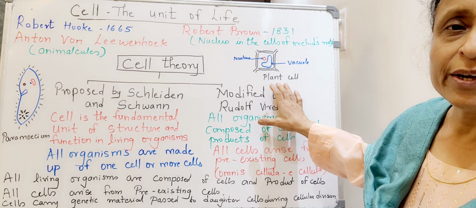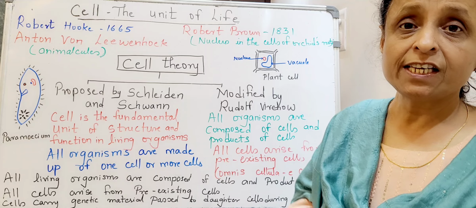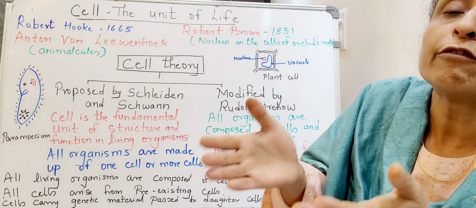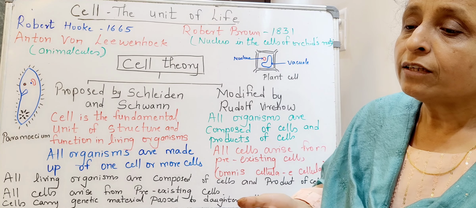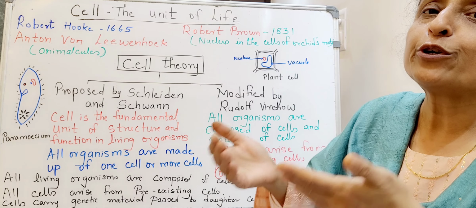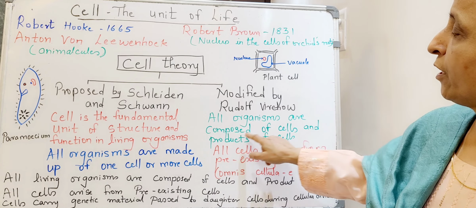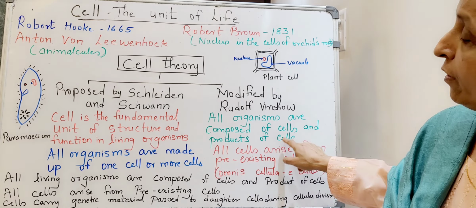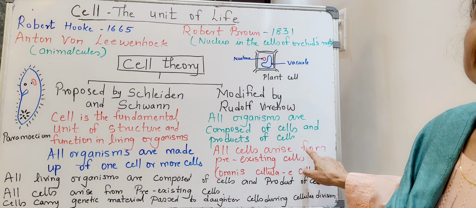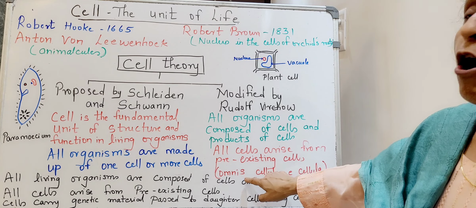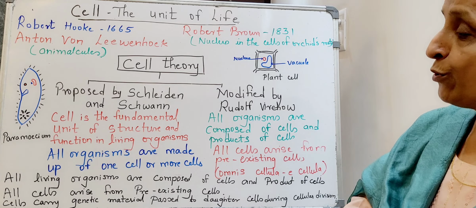Then this theory was modified by Rudolf Virchow. He said that new cells are formed from pre-existing cells. So cells are giving rise to new cells. He said all organisms are composed of cells and the products of cells, and all cells arise from pre-existing cells. Omnis cellula e cellula, giving rise to new cells.